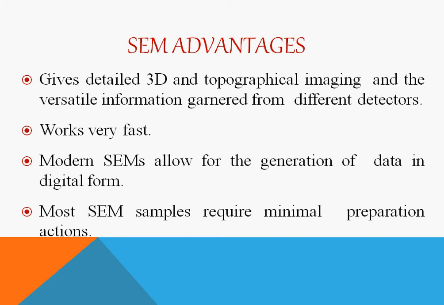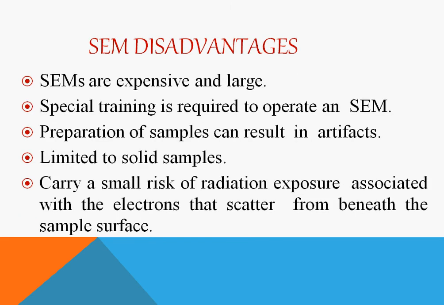Some of the advantages we have: it gives a detailed 3D and topographical image. It works very fast. A modern SEM allows for the generation of data in digital form, and most SEM samples require minimum preparation, for metallic samples. Some of the disadvantages also: it is very expensive and large, that is, bulky in size. Special training is required to operate the scanning electron microscope. Preparation of the sample can result in artifacts, it is limited to only solid samples, and carries a small risk of radiation. Because of the electrons, we have some radiation problem also.